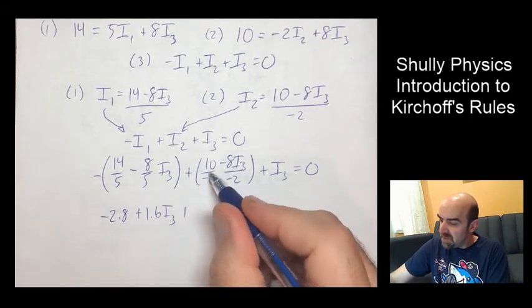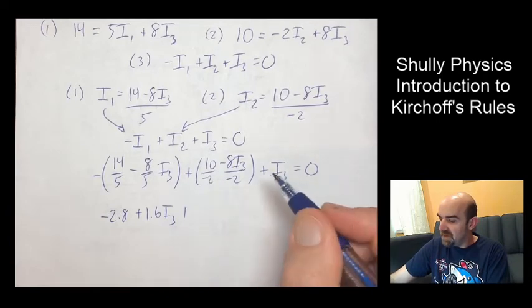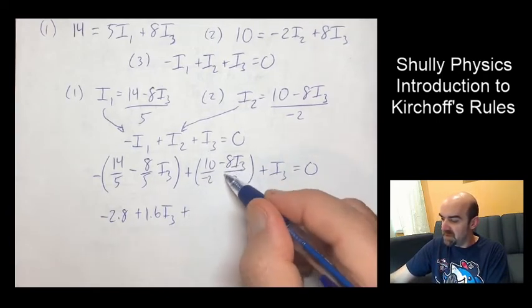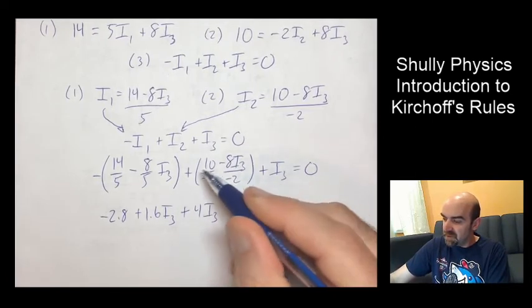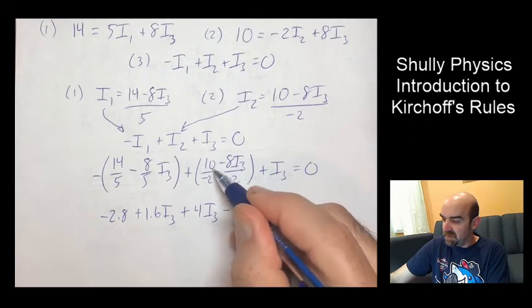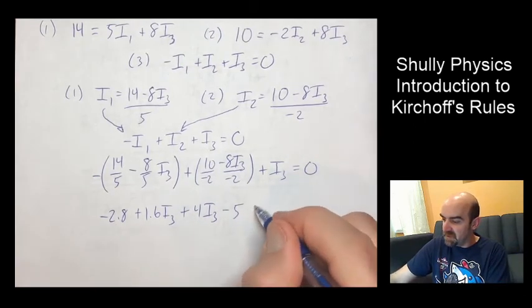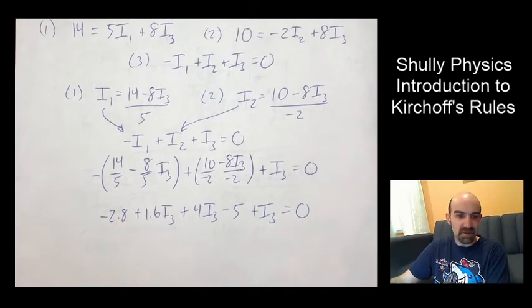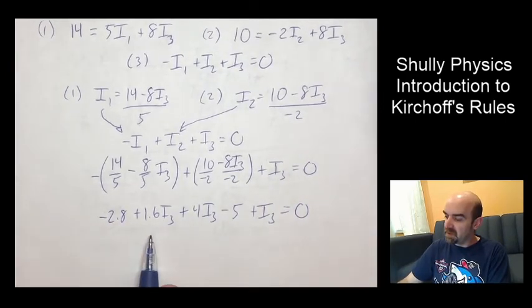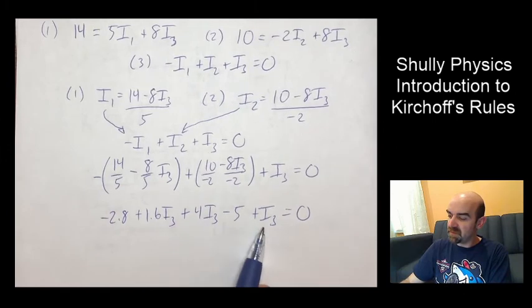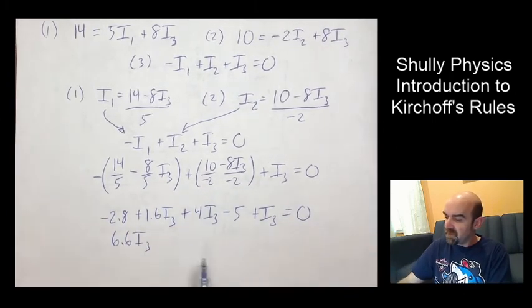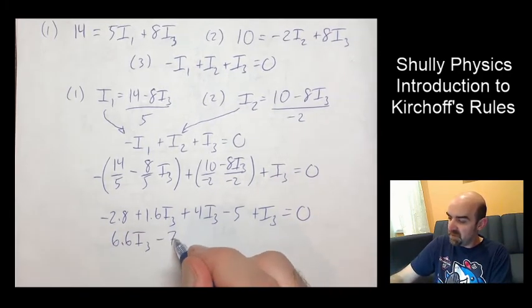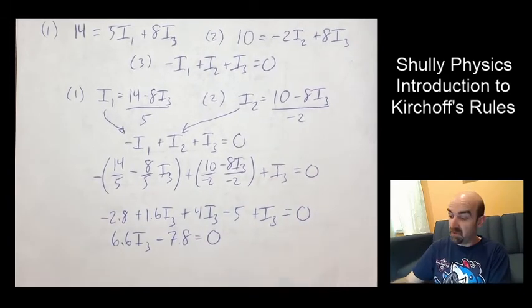We'll have a negative 5 here. I already started putting plus here, so I'm going to take this term. Negative 8 over 2 is positive 4 I3, and now I'll take a negative 5 there. 10 divided by negative 2 is negative 5, plus I3 equals 0. We're going to combine our I3 terms. 5.6 plus 1 more is 6.6 I3. And negative 2.8 minus 5 is negative 7.8. And we get a current 3.